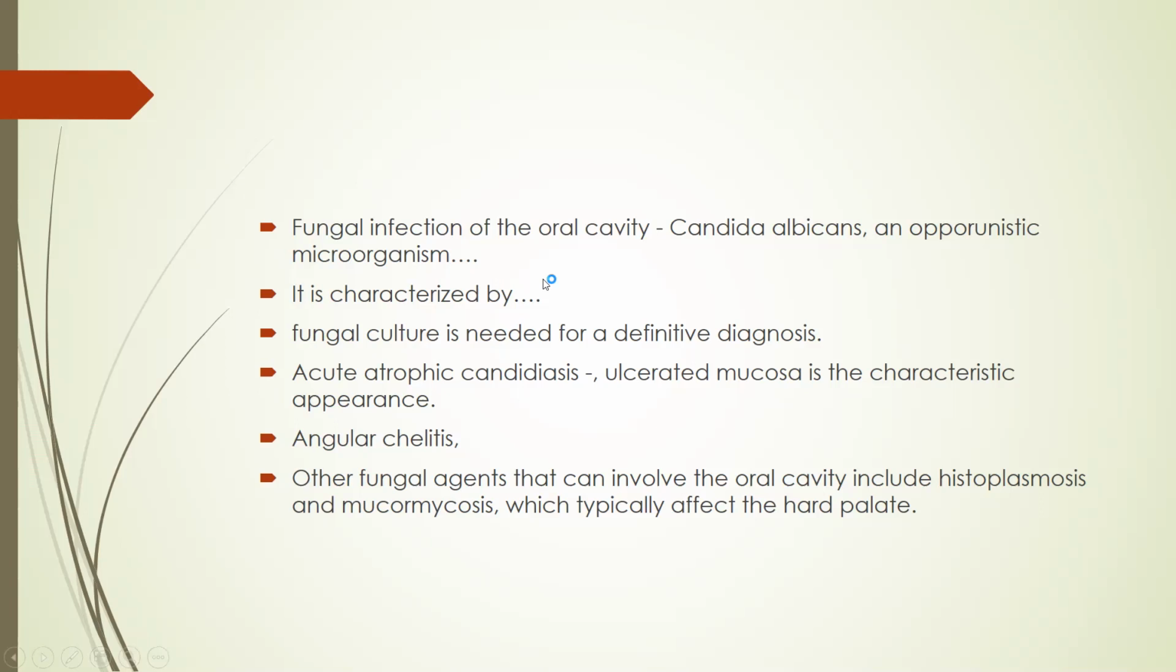For diagnosis, a fungal culture is usually needed for a definitive diagnosis. Acute atrophic candidiasis is also a fungal infection, in which the mucosa is ulcerated, and ulcerated mucosa is the characteristic appearance. Angular cheilitis is a condition with a painful fissure. Fissure means cracks, longitudinal or horizontal cracks. These are called fissures, located at the oral commissure, and you must know from your anatomy what the oral commissure is.